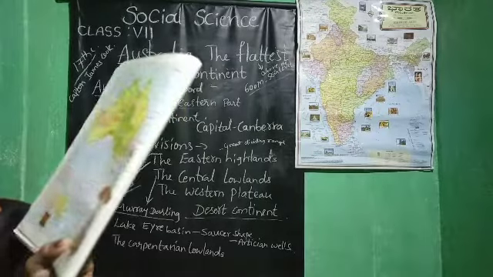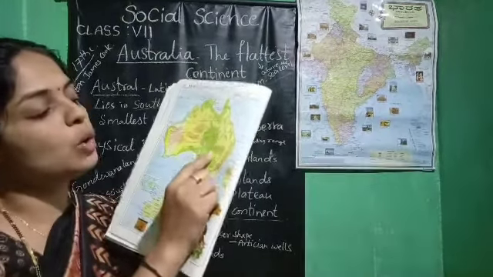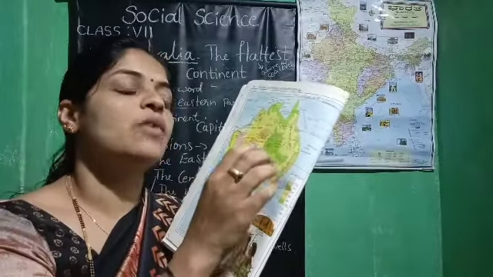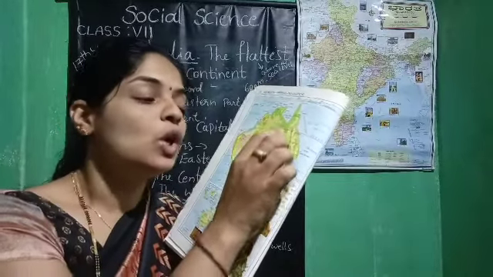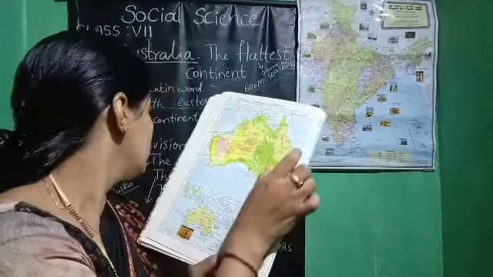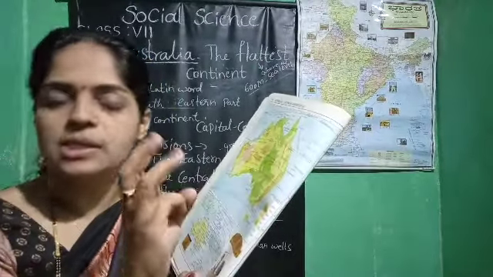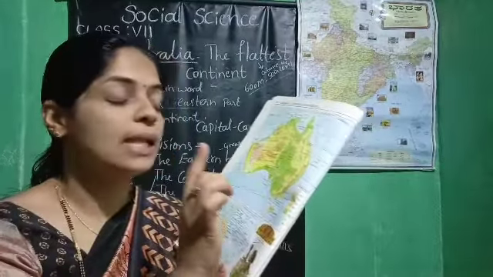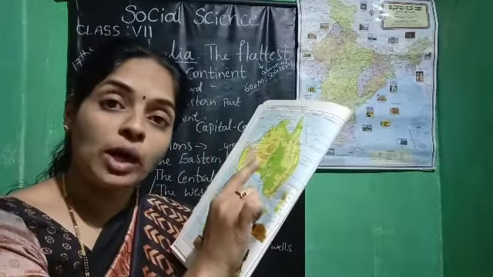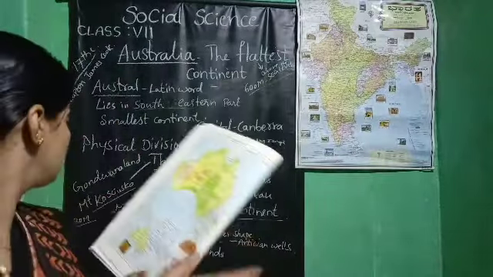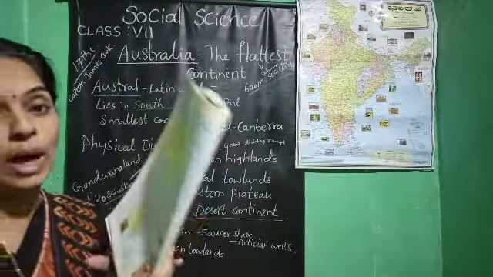Then secondly, the Central Lowland. This Central Lowland is good for agriculture. So half of the Australian people are located in this Central Lowland. Okay, this Central Lowland has three basins. One is Lake Eyre Basin, secondly the Murray-Darling Basin, and the third one is the Carpentarian Lowland.